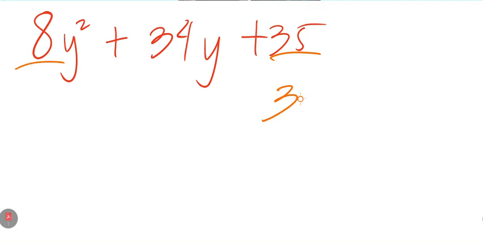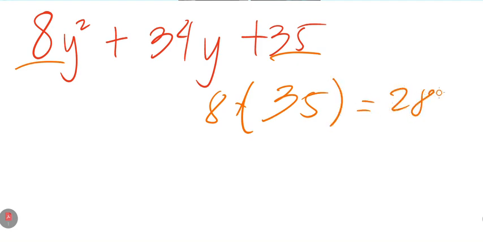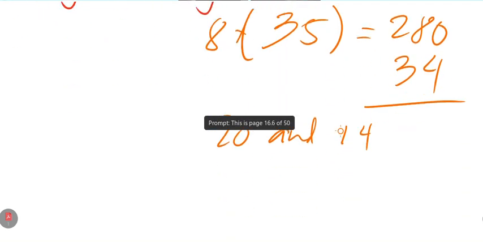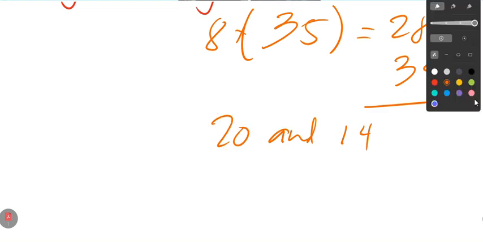So let's multiply 8 and 35. That's going to give us 280, and we have that 34. Now which numbers are we going to get? Here it's 20 and 14. So try to remember the numbers down here. Now we're going to use that and write it out here.